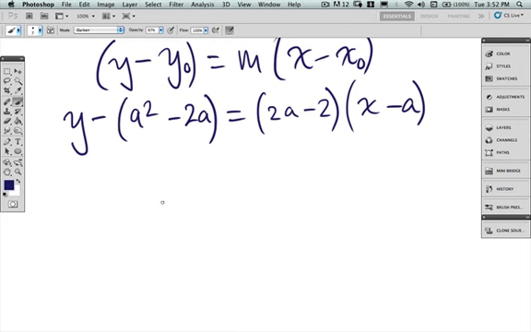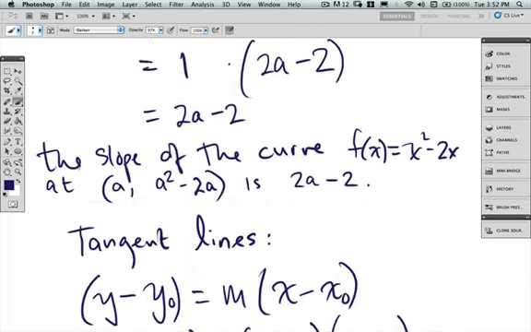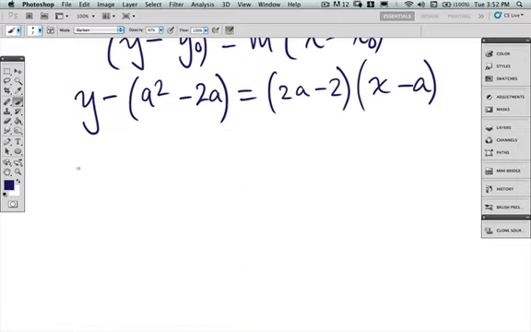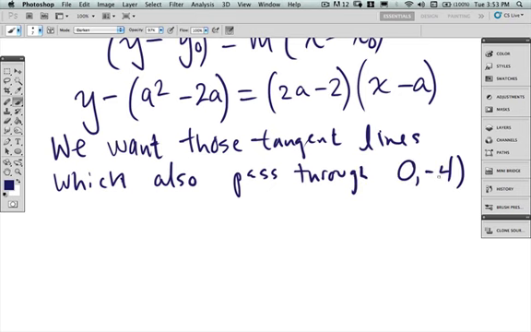Now it could simplify a bit, and it changes according to a. So where you are on the curve, it changes. But a is the x value of the point of tangency. So in this equation, if we go back up to the question and see this passes through the point 0, negative 4. So we're getting close. We want those tangent lines which also pass through 0, negative 4.